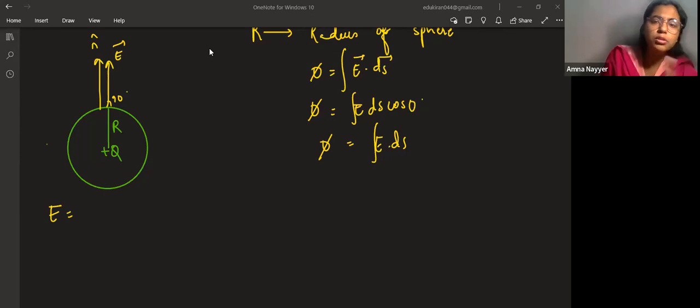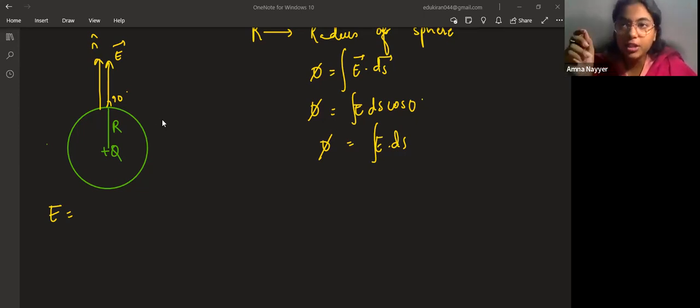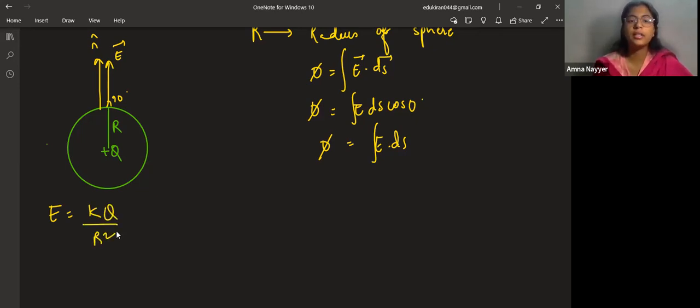For force, we use F is equal to K Q1 Q2 by R square for 2 point charges. Right? For electric field, K Q by R square. Perfect. K Q by R square. Good. So whether it's a point charge or it's a sphere that is given to you, I have made you write this as well, that for point charges and spheres only, this is valid. All right. So this is going to be K Q by R squared. Very good.